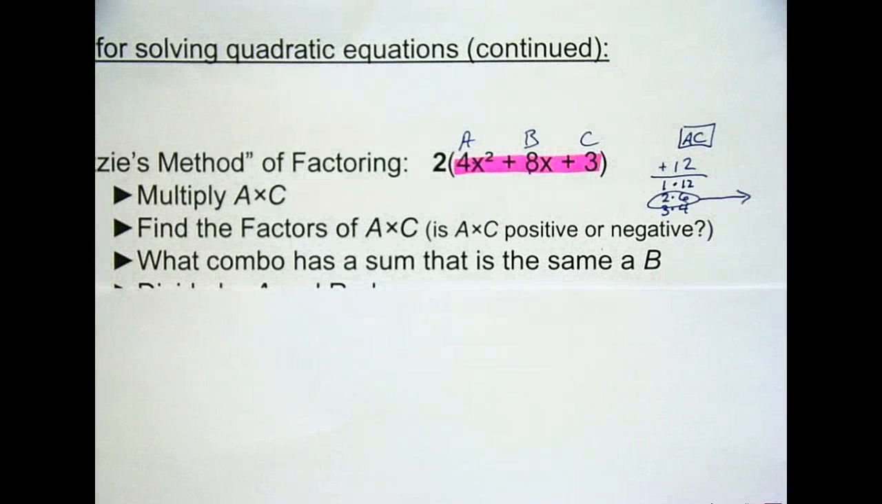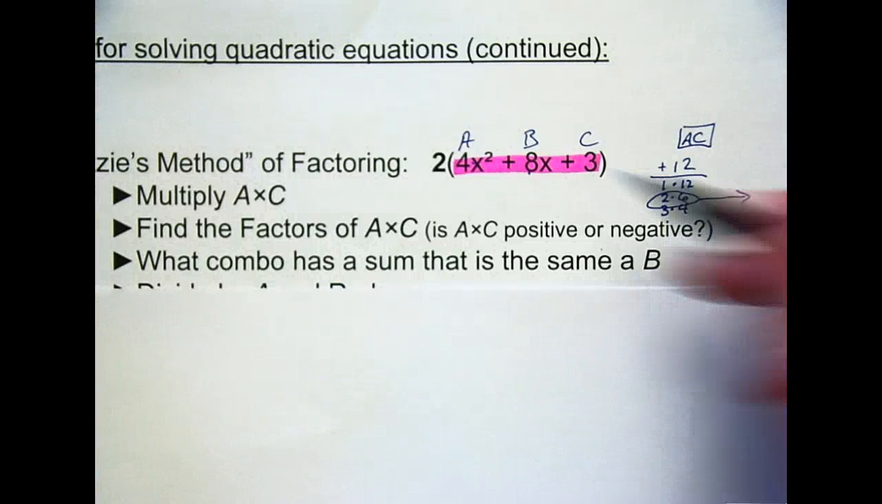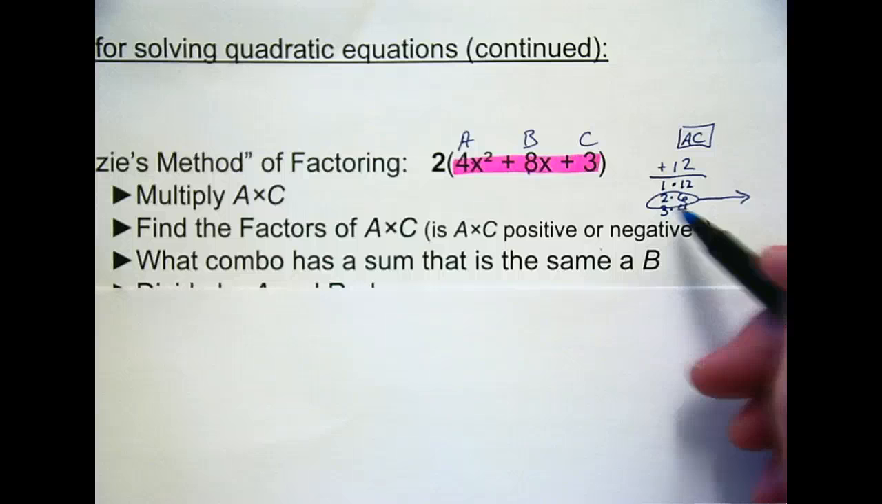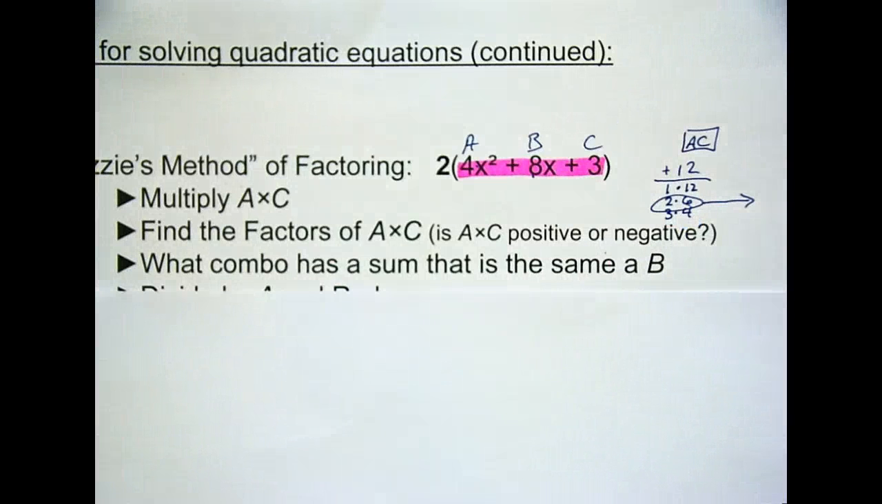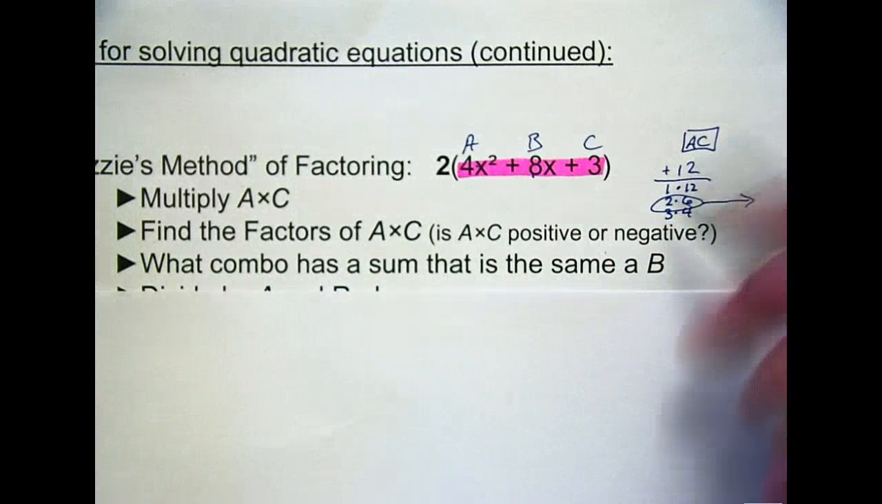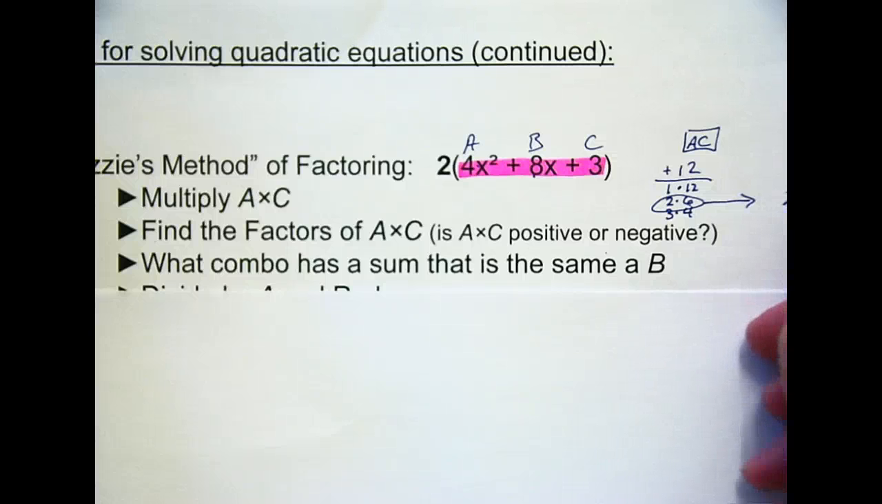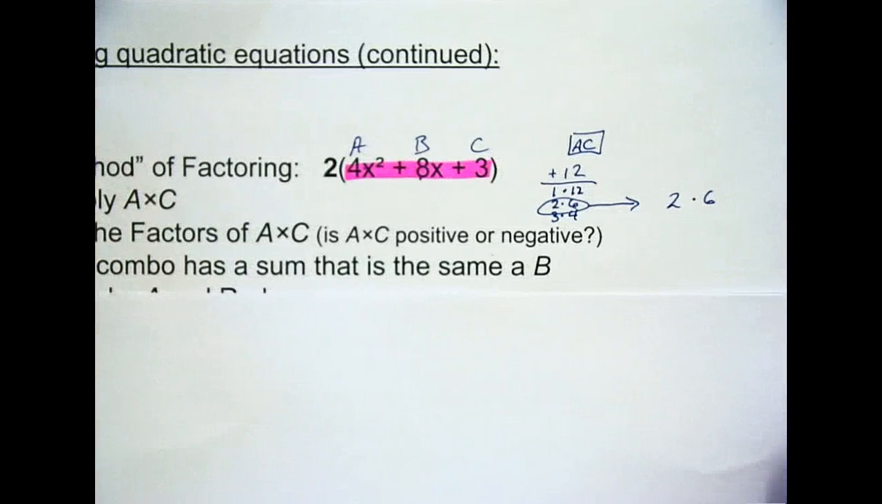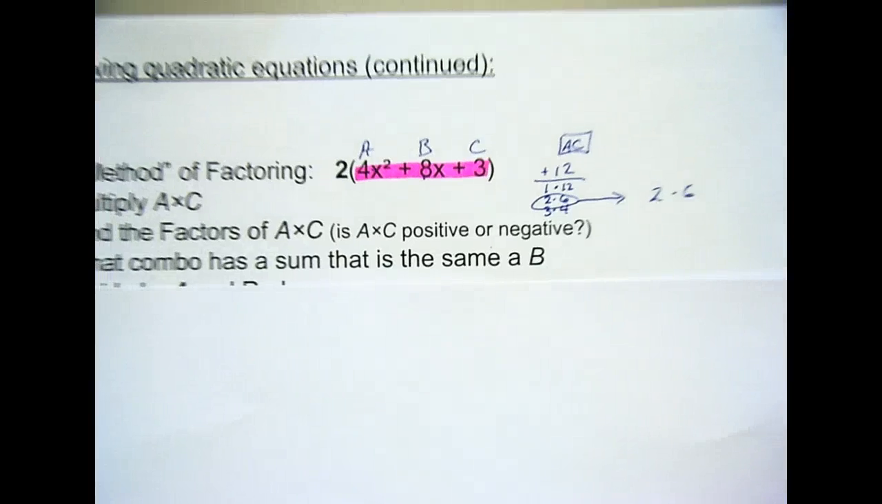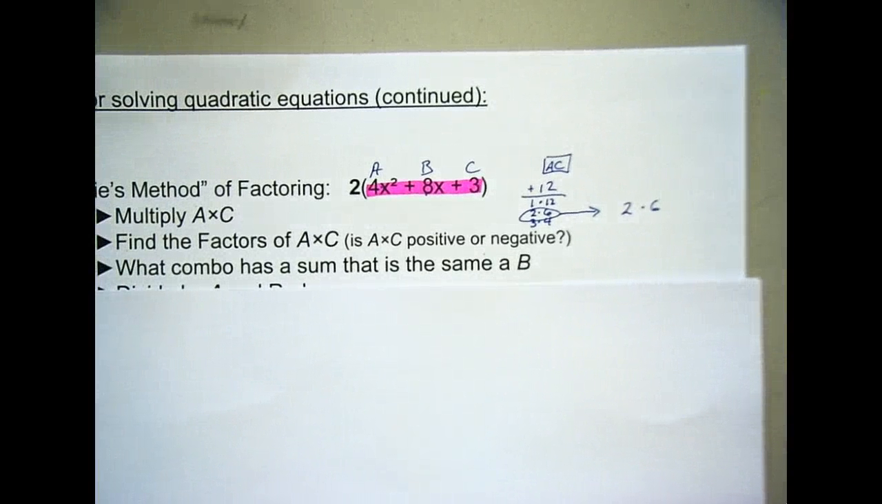And if I'm actually working this problem without teaching it, I'm probably just doing 1 and 12 and testing it. Nope, doesn't add to 8. 2 and 6. Yep, that adds to 8, and I probably wouldn't even list 3 and 4. Okay, just because I already found them. So I have 2 times 6. Okay, so 2 times 6. Those both add up to 8. They multiply to make 12.